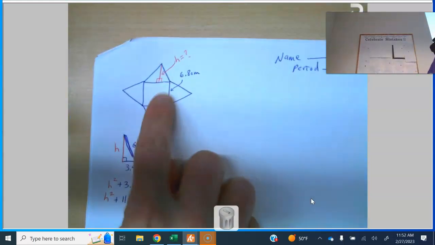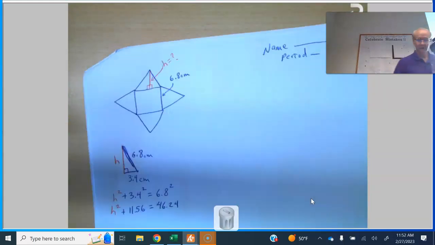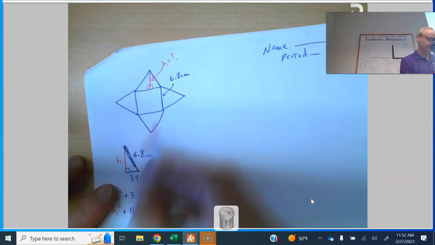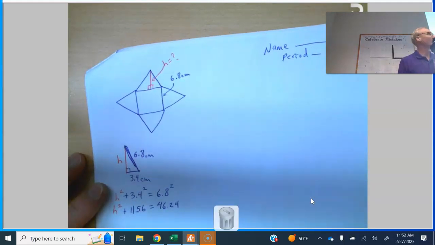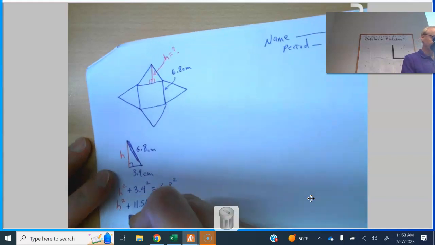You were supposed to sketch this. Find your height. Is it 5.9? Approximately 5.9 is a very good estimate. You need to subtract your 11.56 from both sides.